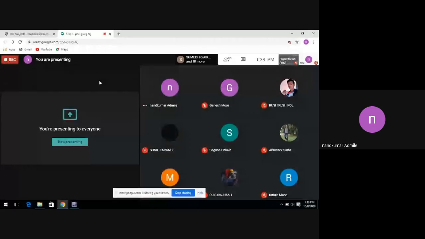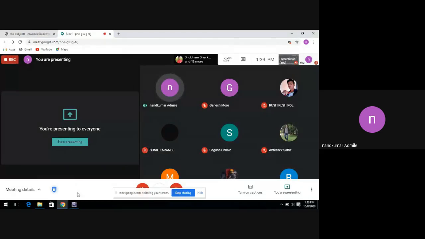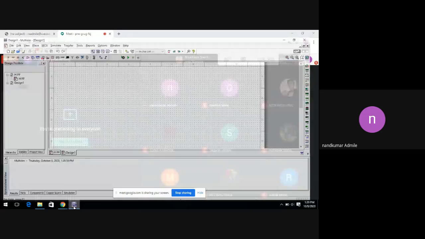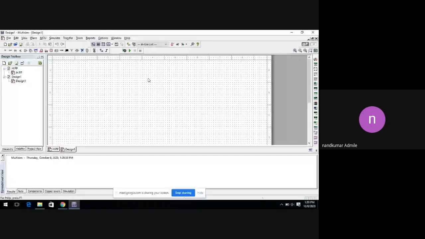So first we draw the basic circuit in our software. Everyone focus on your screen. I'll share my screen. Okay, so have you observed my screen?